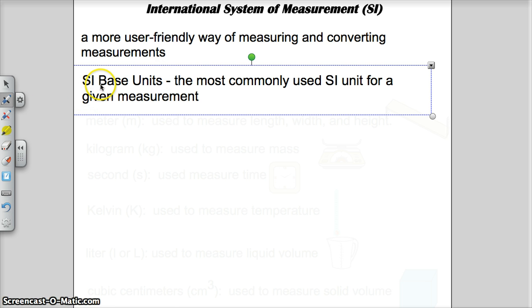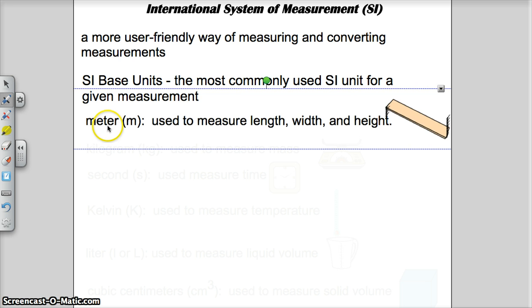There are something called SI base units. These are the most commonly used SI units for a given type of measurement. So if you want to see how long something is, so on and so forth. So let's go over those. The meter. The meter is used to measure length, width, and height. You can use a smaller version of the meter by putting a prefix in front of it, like centimeter, or a larger one, kilometer. We'll get into that on the next slide.